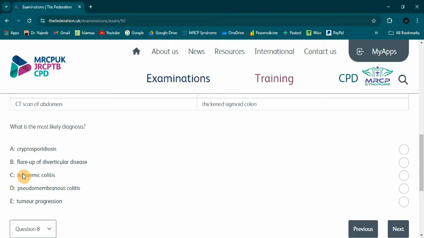Ischemic colitis will come up with the features of severe abdominal pain and bloody diarrhea following an ischemic event. And on imaging, there would be a thumbprinting pattern due to submucosal hemorrhage or edema, not a thickened sigmoid colon. Tumor progression can cause abdominal symptoms, but it will not produce this type of CT finding, and it is also not related to recent antibiotic use. So this is our pseudomembranous colitis.